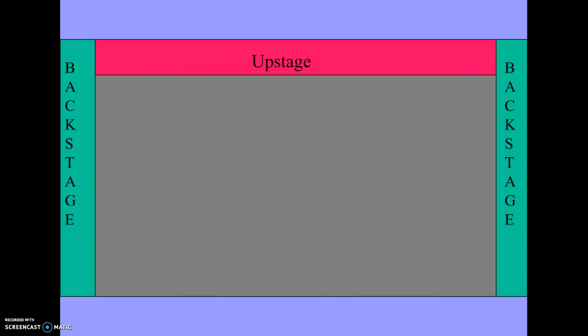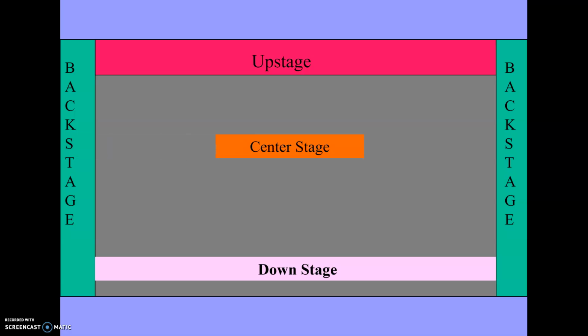Okay, let's look at this. This is a stage. Here is the center. Here's backstage. You cannot see this from the audience. Can't see it. Downstage, this is the area closest to the audience right here. Upstage is the area furthest back.